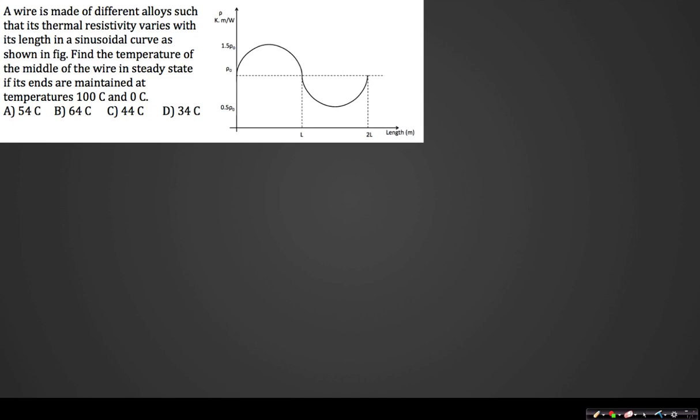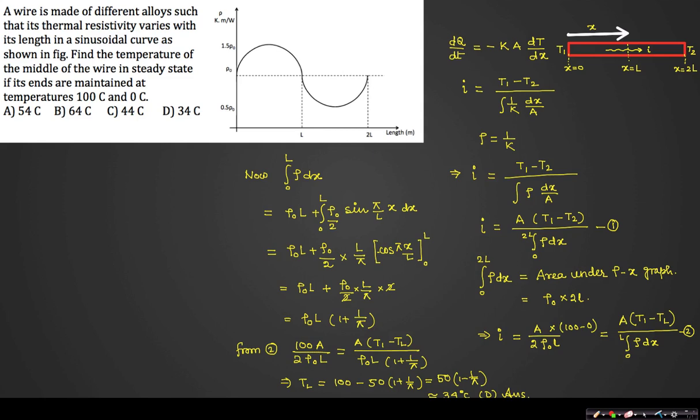So I hope you have given a good try to this question. Let us see the solution of this one. As you can see, this is the rod it is talking about. These two junctions T1 and T2 are maintained at 100 and 0 degrees Celsius respectively. In this direction I have assumed x is increasing, and this is obviously x equal to 0, the middle point is x equal to L and this point is x equal to 2L. So I can see the total length is 2L from this graph also.